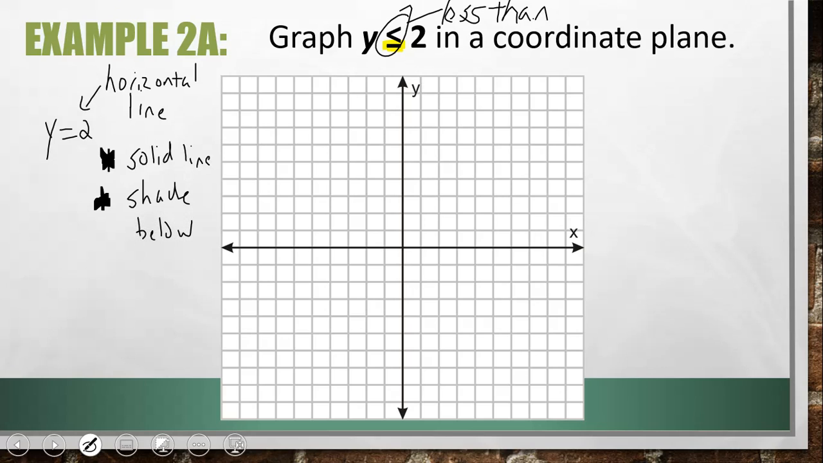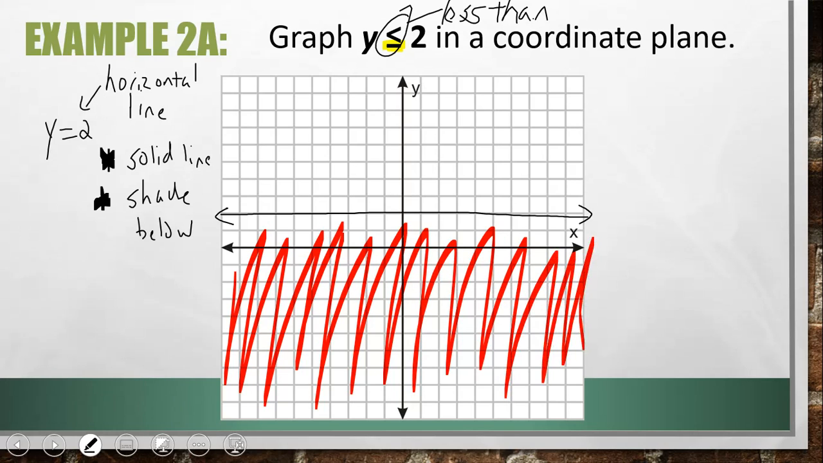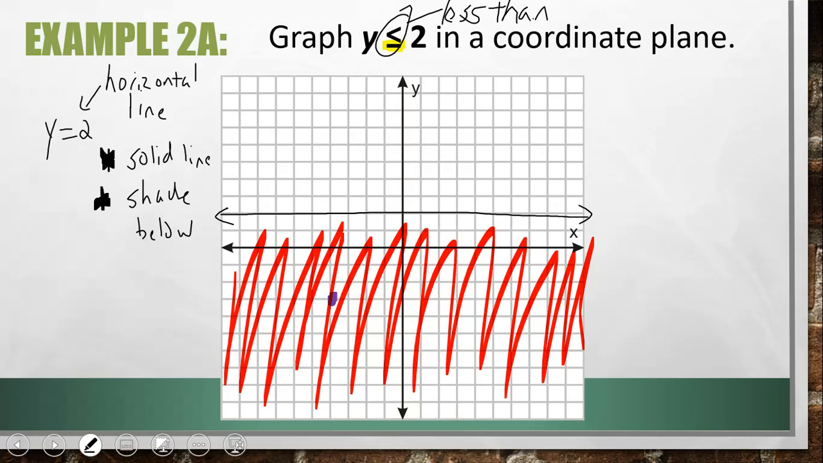So we have a solid line at y equals 2. And I'm going to shade in the region below that, in this area in here, meaning that any ordered pair in that shaded region is a solution to my equation. So for example, the point right here is a solution. That point, in this particular case, is -4 comma -3, is a solution. Any point in that red shaded region is a solution. All right?